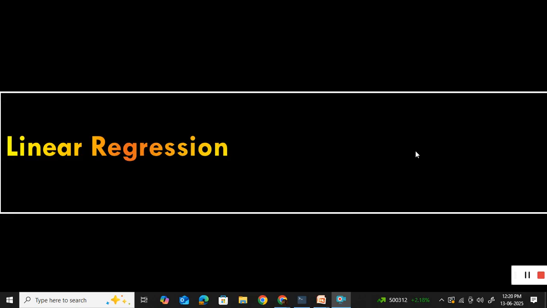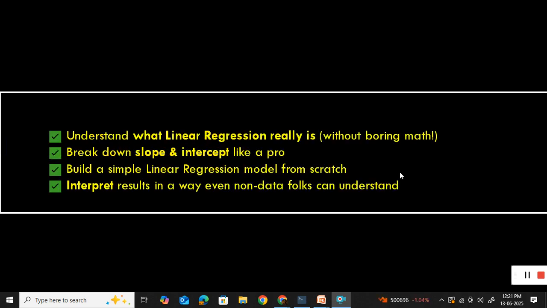Today we are diving into something powerful and essential in the world of data science and machine learning, which is linear regression. You can think of this as a magic formula that helps us predict the future, whether it is forecasting sales or house prices, even predicting the success of your next big idea, right? So linear regression is the foundation of it all. By the end of today's session, you'll be able to understand what exactly linear regression is all about.